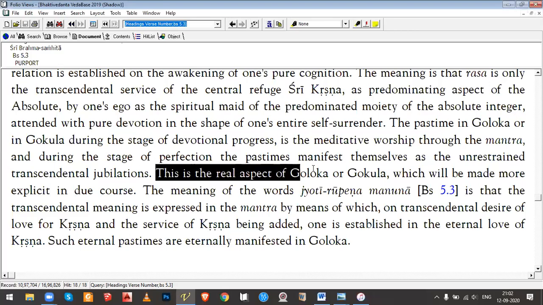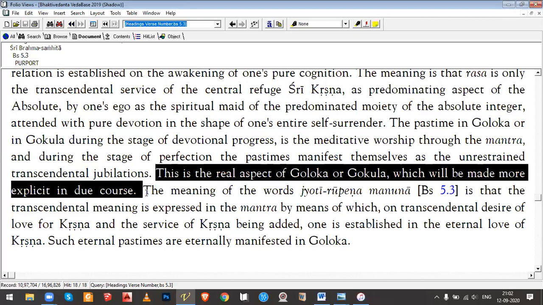Okay, this is all above our head, but this is the purport. What do we do? At least we understand what we are reading. At least we go through the purport. A few more. We are extending a little bit just for a minute. We can go through this purport. This is the real aspect of Goloka or Gokul, which will be made more explicit in due course. So Srila Bhaktisiddhanta Saraswati Thakur explains here that by this mantra upasana, Swarasiki upasana, Brahma actually saw the spiritual world. This is the real aspect of Goloka, which will be described in the next shlokas in Brahma-saṁhitā. We'll come to that.